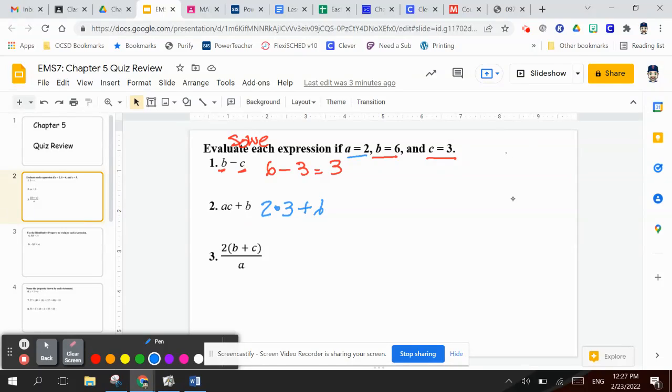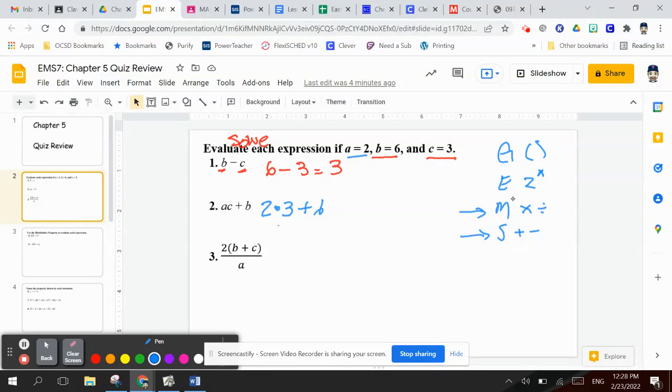So if I know my GEMS, my G is my grouping, my E is my exponent, that's that number that's up here in the air. M is multiply and divide, and the S is for subtract and add. Know that these are the same. So these go from left to right when I solve them. If they're only subtraction or addition, it's left to right. If it's only multiplication and division, it's left to right.